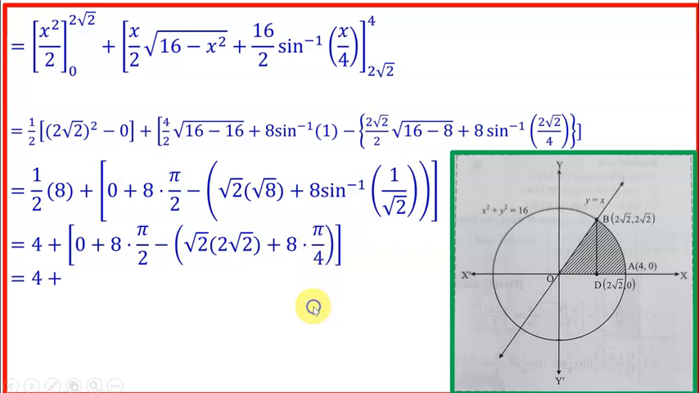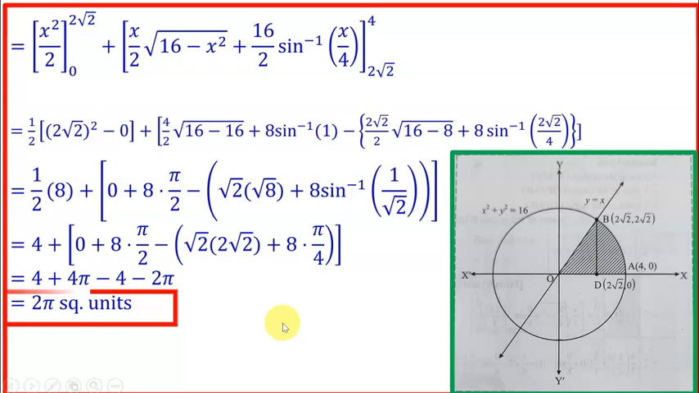Then after simplification, you will get the first as 4, next is 4 pi, and the multiplication of these: root 2 into root 2 is 2, 2 into 2 is 4. Outside the bracket there is a negative sign, therefore you will have minus 4. And the next is 2 pi, again with a minus sign. The next simplification is 4 pi minus 2 pi. You will get 2 pi plus 4 minus 4 gets cancelled, and hence the required area is 2 pi square unit. This is the answer.